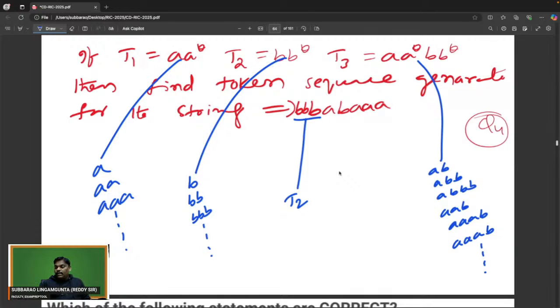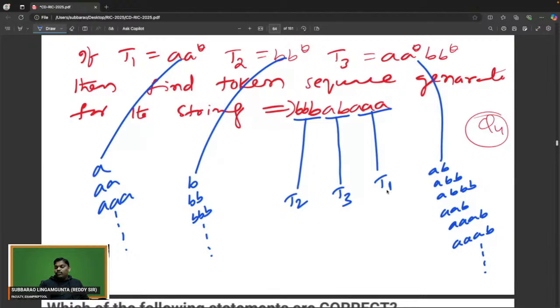Right, next one, A followed by B's. I think only T3. Followed by triple A, I think T1. Check if I have done anything wrong. T2, T3, T1.